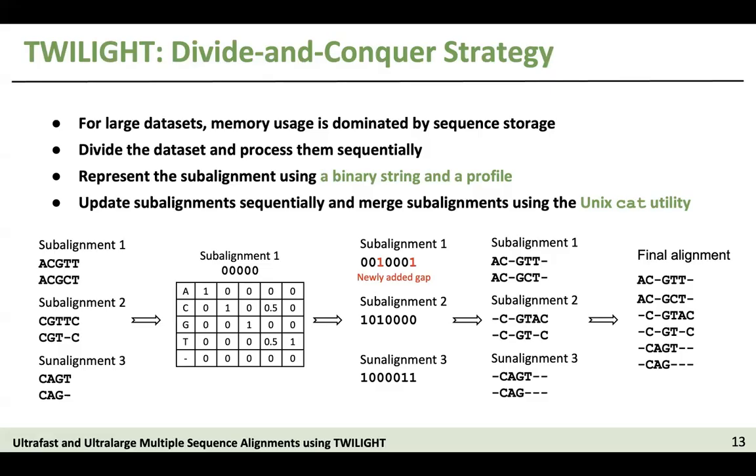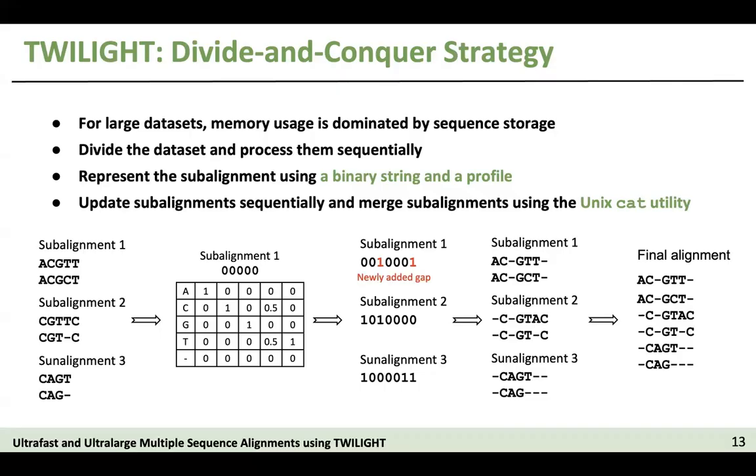An example is shown below. After we align each subset, which we call a sub-alignment, we represent the sub-alignment using a binary string and a profile. Since the binary string and the profile are not related to the sequence count, we can use them to represent a large number of sequences without using much memory. The zero in the binary string represents an existing column, and one means a newly added gap. The example is also shown below here.